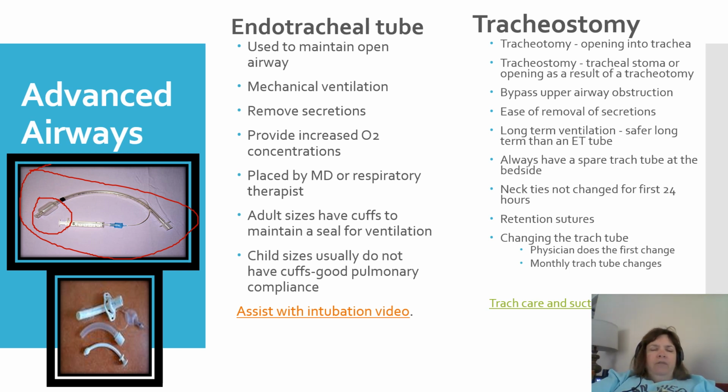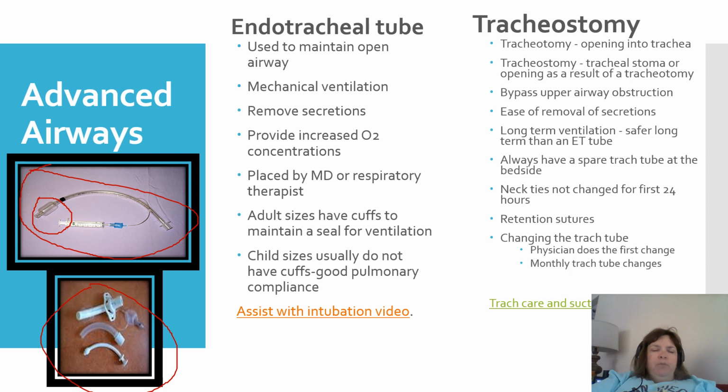Tracheostomy, and these are a variety of trachs, is an opening into the trachea. That's the tracheotomy, and the tracheostomy is the stoma itself. It's used to bypass upper airway obstruction, or if somebody's been on a ventilator and they're going to need long-term ventilation, they'll put a tracheostomy in. Ease of removal of secretions. Always have a spare trach at the bedside for emergencies. It is secured using a neck securement device. You want to make sure they're not changed for the first 24 hours.